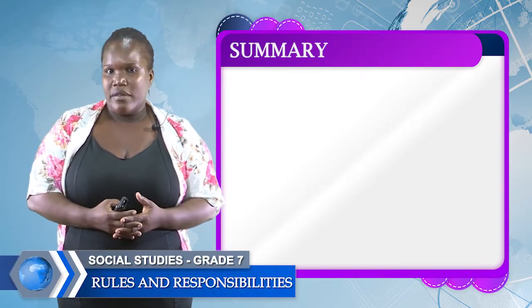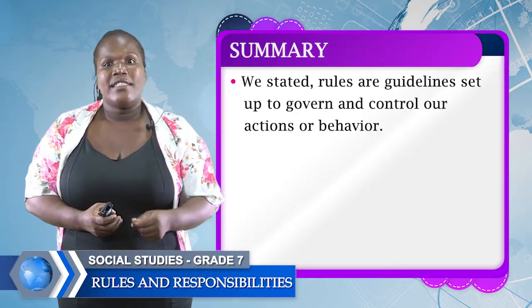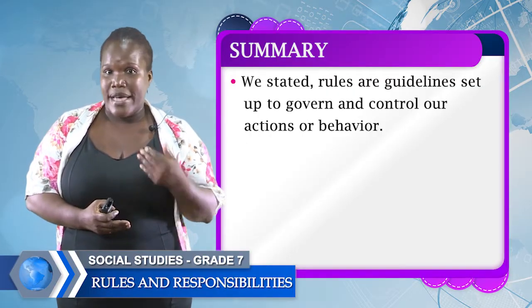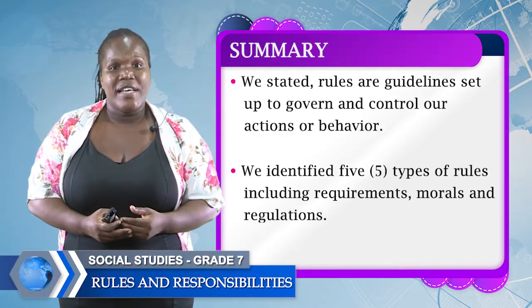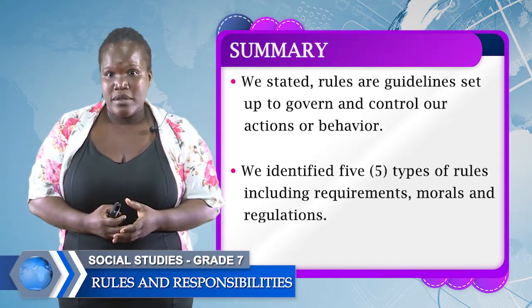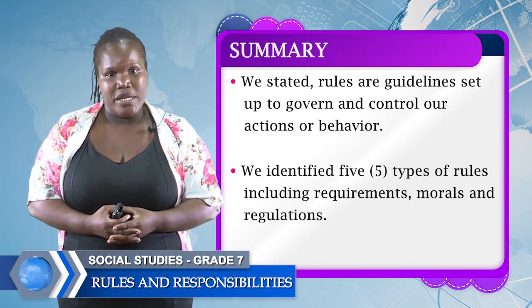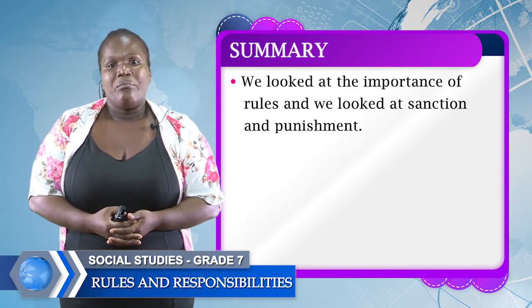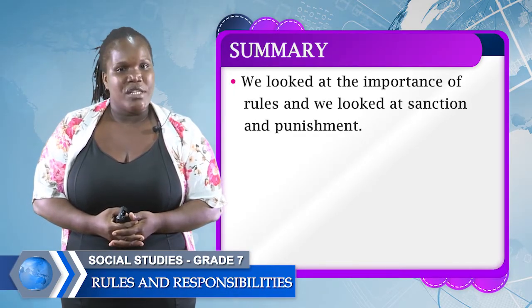In summary, we stated rules are guidelines set up to govern and control our actions or behavior. We also identified 5 types of rules, including requirements, morals, and regulations. We also looked at the importance of rules, and we looked at sanctions and punishment.